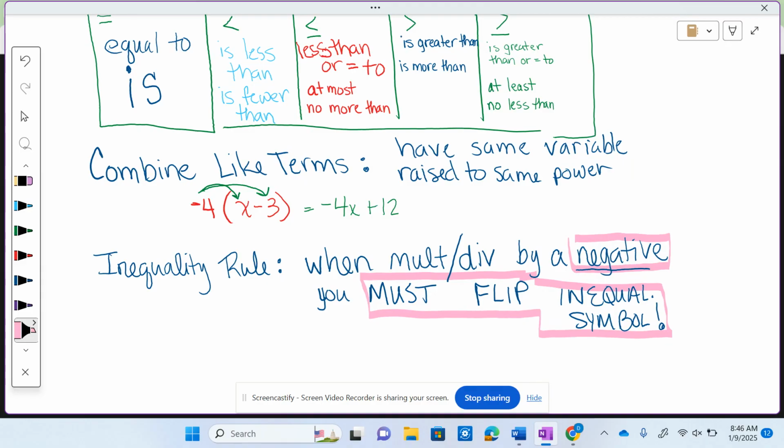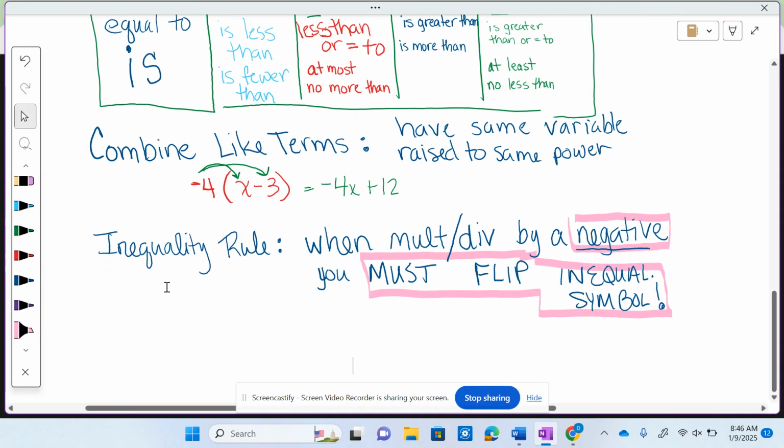Okay. Do you guys remember that rule? Yes, now you feel better about it? You know what we're talking about?